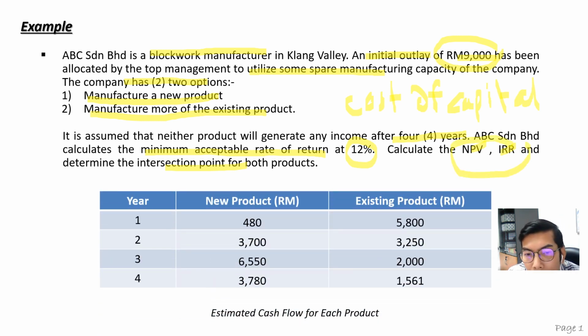This is the estimated cash flow for each product for the next 4 years. New product, existing product. 480 for the first year, 3,780 for the fourth year; 5,800 for the first year, 1,561 for the fourth year. Okay, so this is the example. We are going to use this example to apply NPV and also IRR.